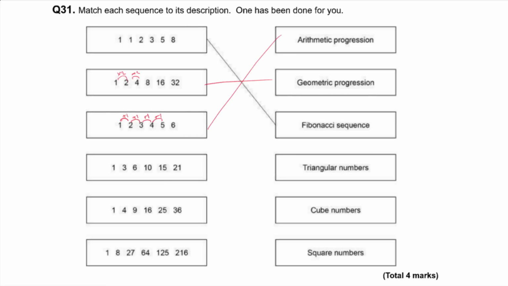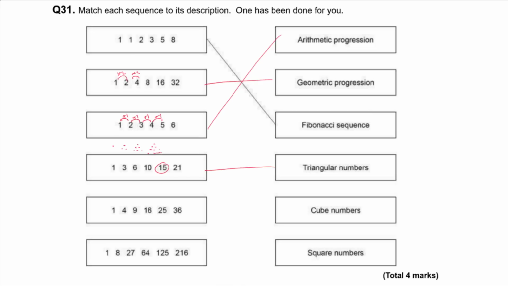1, 3, 6, 10, 15, 21. I don't know if you recognize these. It's a good idea to remember these sequences. This one is the triangular numbers, isn't it? Think about 10-pin bowling. Think about playing pool. You have 15 balls in the triangle. So you just need to kind of recognize some of these sequences.